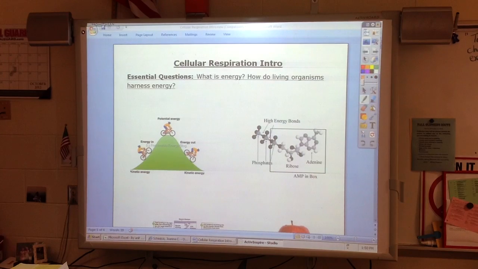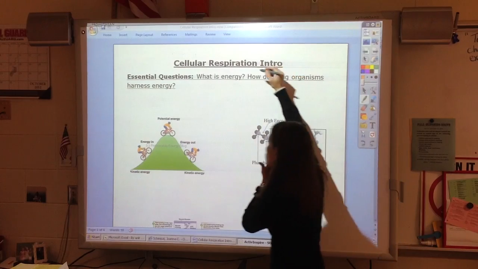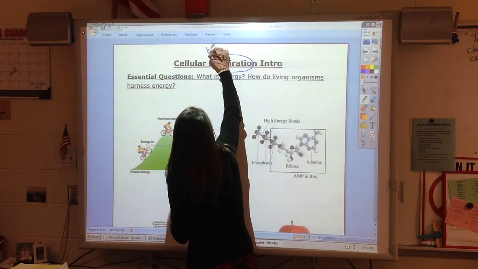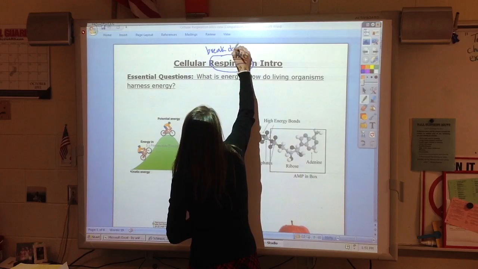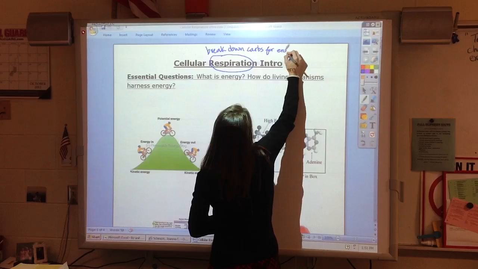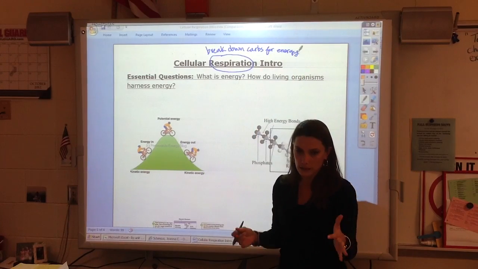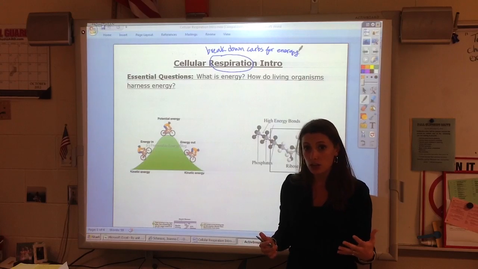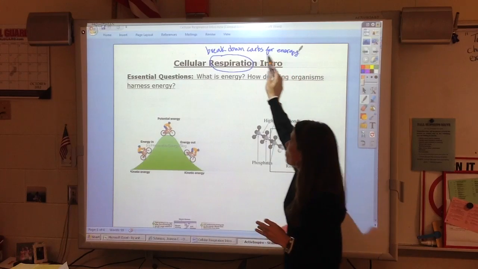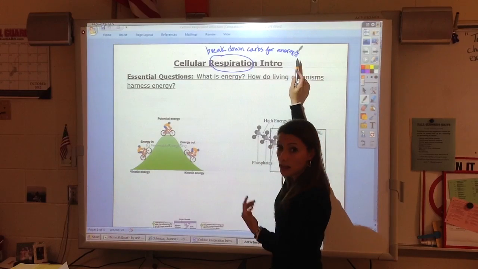So, starting a unit on cellular respiration, what you probably remember from Biology 1 is that respiration is where we break down carbs for energy, right? Very different than respiration just meaning breathing. We're really going to see in this unit why you have to have oxygen. But focusing on this idea that cellular respiration is going to give the cell energy.